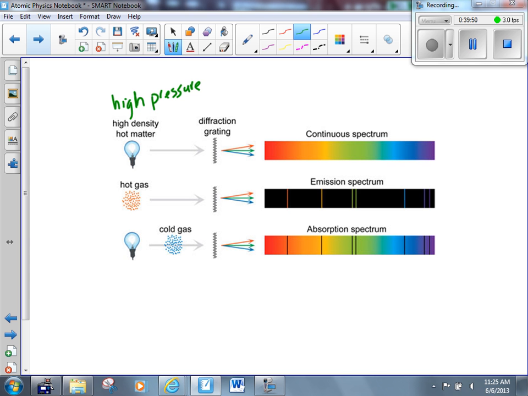But if we put that white light through a diffraction grating, or we could put it, what else could we put it through? A prism. Okay, if we put it through a prism or a diffraction grating, then it will split up that white light. Okay, if we split up that white light from this high pressure source, then we're going to get a continuous spectrum. Now, if we have a hot gas under low pressure, it's also going to produce multiple colors.